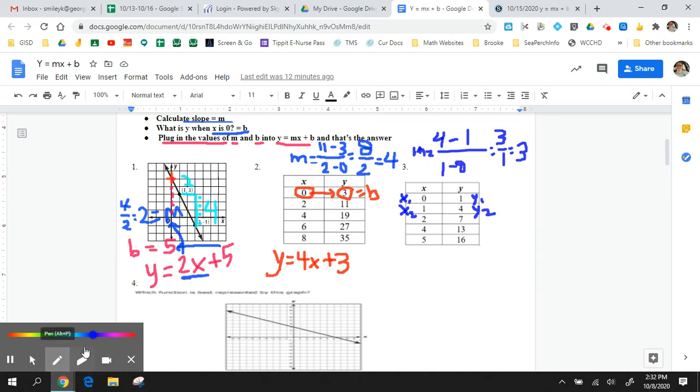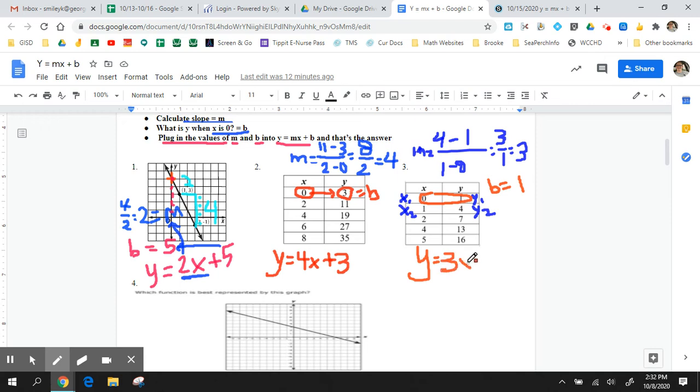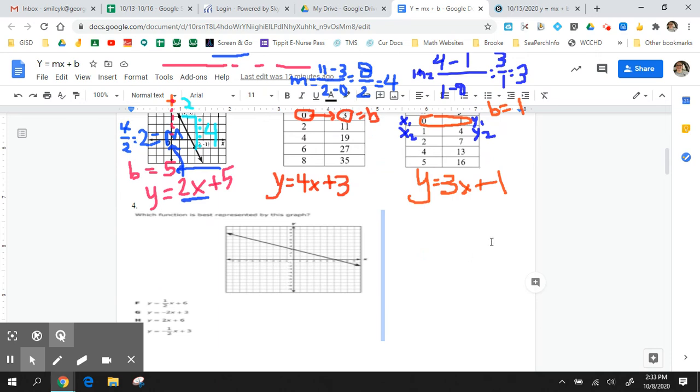Our y-intercept. Go back over here. We're looking for when x is 0, what is y? And y is 1. So our b value is 1. If we were to write our equation, y equals 3x plus 1. All right, so that is how you would do it on a graph or given a table. Let me scroll down. We'll do number 4 together.